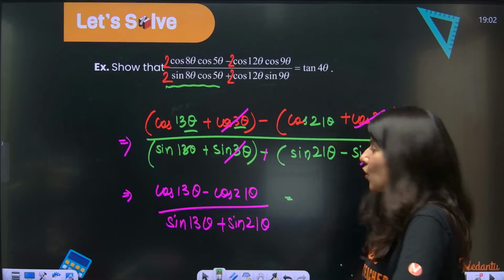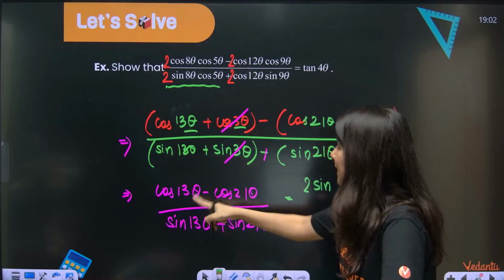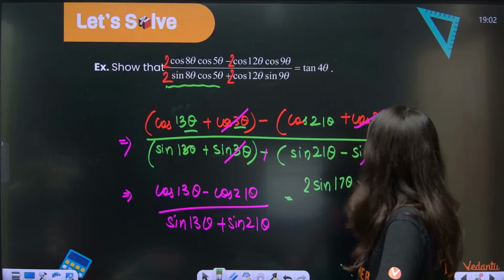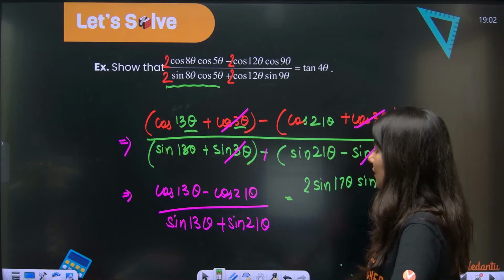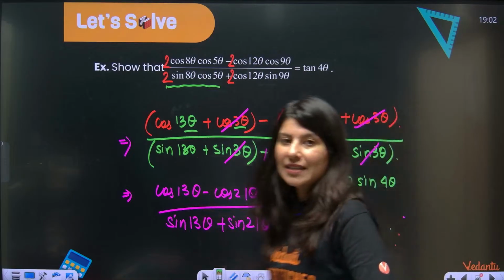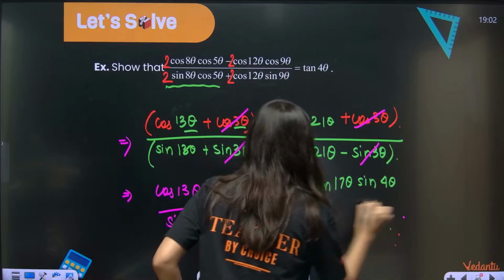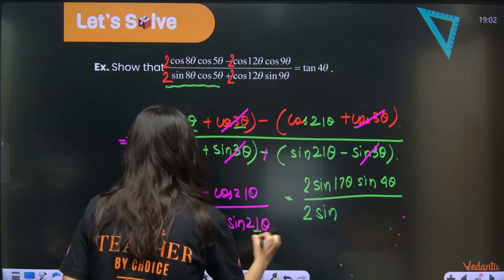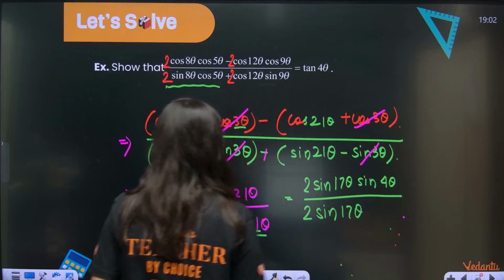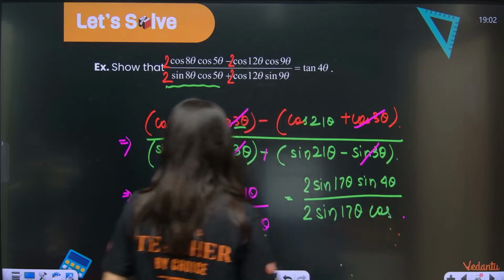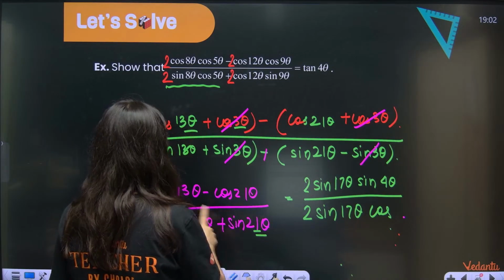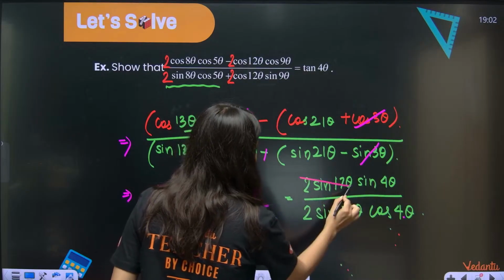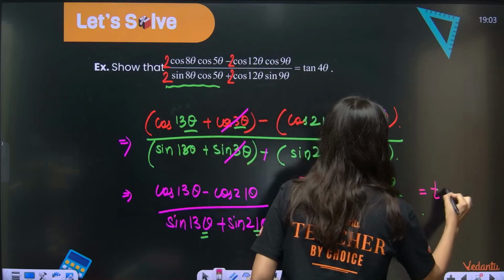Cos C minus cos D is 2 sine C plus D by 2, 34 by 2, and sine D minus C by 2. So D minus C will be what? 21 minus 13 by 2. Whole upon, this is what? Sine C plus sine D. Okay, 2 sine C plus D by 2 again, and cos C minus D by 2. So 4 theta. So clearly now 2 sine 17 theta, 2 sine 17 theta cancel. This is tan 4 theta.